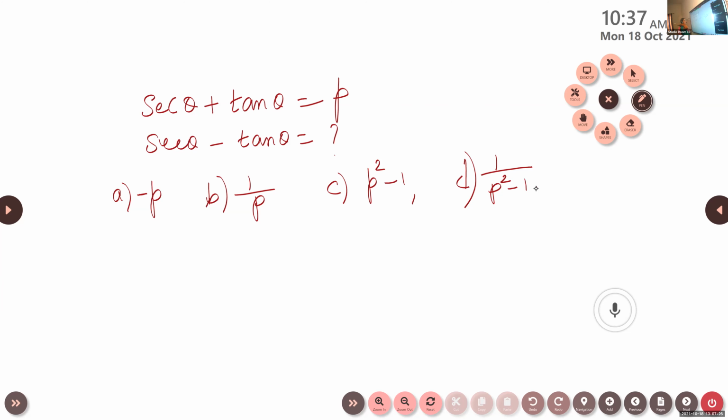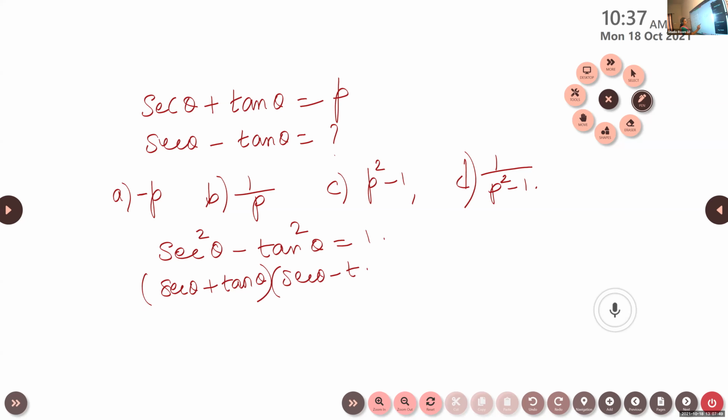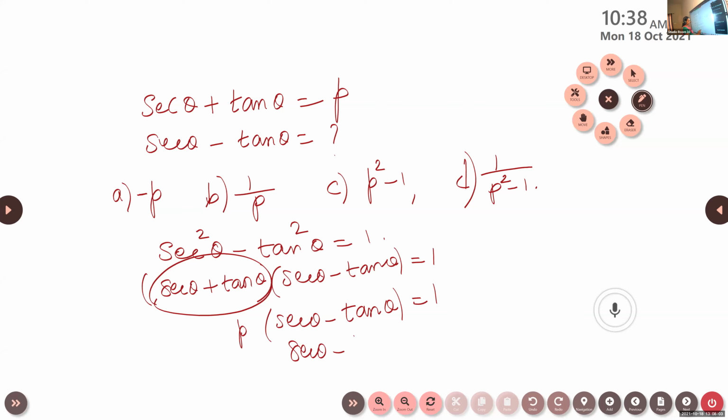Sec theta plus tan theta is P. What is sec theta minus tan theta? How will you do this? What we know, sec square theta minus tan square theta is 1. So it is of the form a square minus b square. So we can write this as sec theta plus tan theta into sec theta minus tan theta as 1. Now here sec theta plus tan theta is given as P. So P into sec theta minus tan theta is 1. Therefore, sec theta minus tan theta is 1 by P.